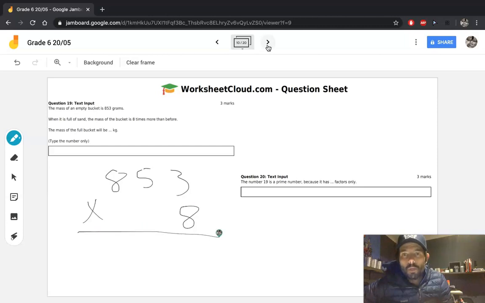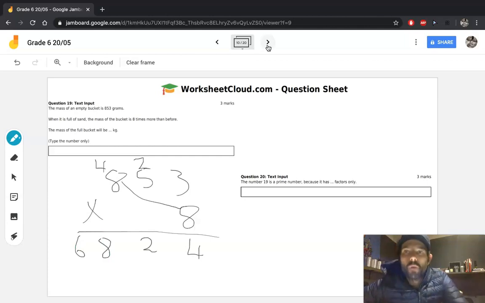So it's short multiplication. 8 times 3 is 24. So I put the 4 down and I carry the 20 to the tens column. Now it's 8 times 5, which effectively is 8 multiplied by 50, which is 400. Plus that 20 is 420. So I put the 2 down and I carry the 4, which is 400. Then 8 multiplied by 8, which is effectively 8 multiplied by 800, which is 6,400, plus that additional 400 will be 6,800, and that's 6,800 grams.